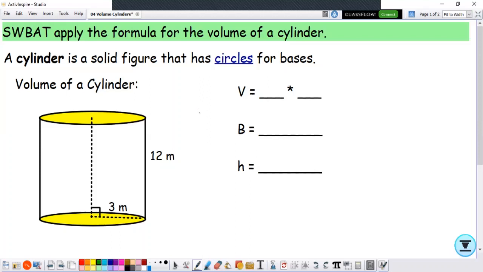Finding the volume of a cylinder is the same as finding the volume of a prism, and that's because a cylinder is a prism that just has circular bases, has circles for bases. And instead of having rectangles for the sides connecting those circular bases, it's just one nice smooth surface. So we can use the exact same formula, capital B times H.